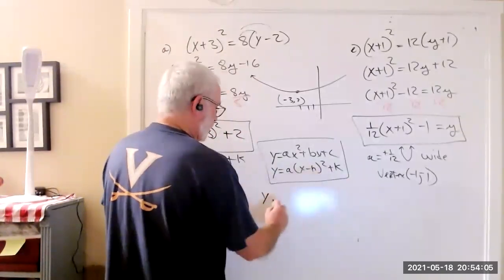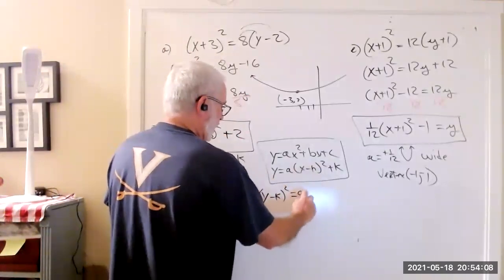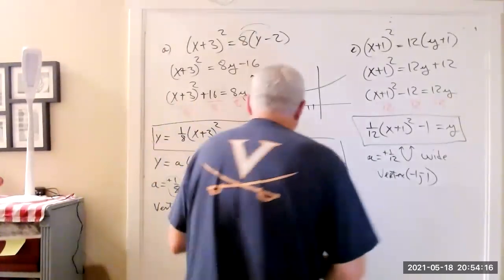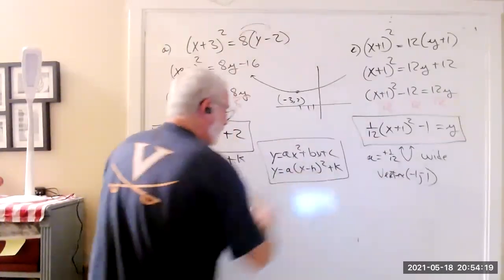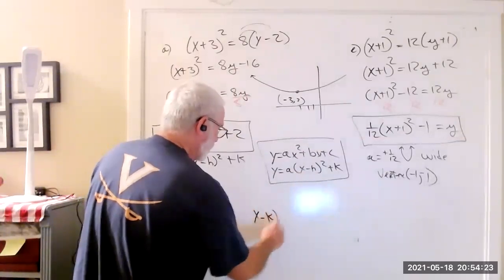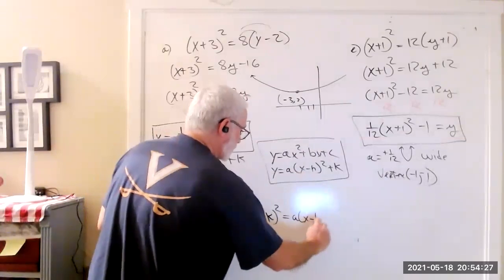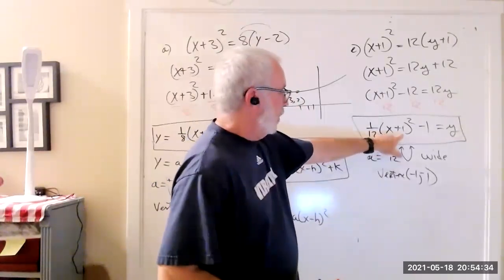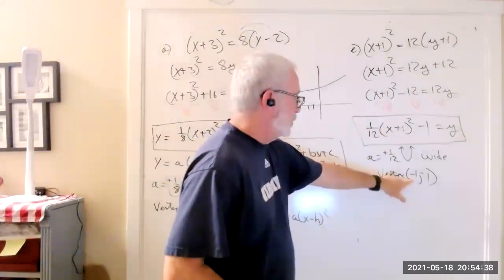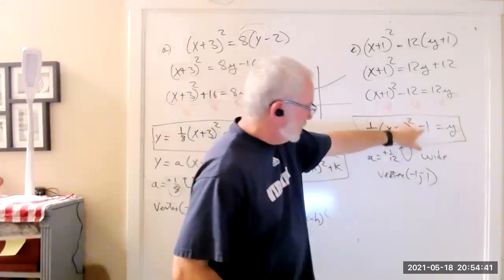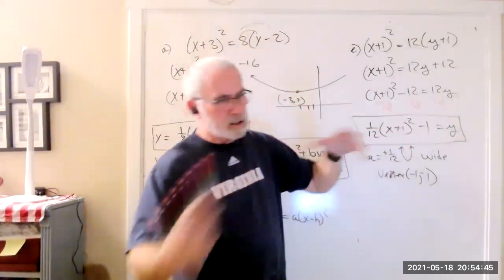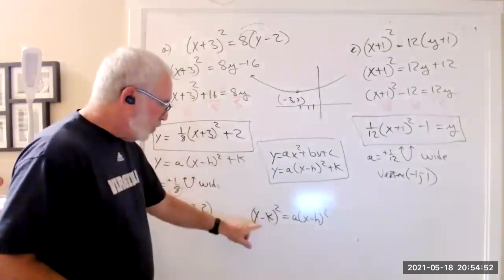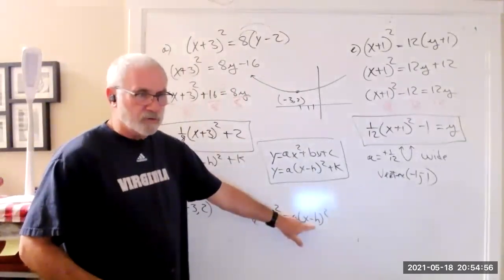If you take this as y minus k quantity squared equals a times x minus h, and manipulate this around to y minus k quantity squared equals a times x minus h quantity squared, then instead of playing the game we played up here, where if it's in the parentheses, you take the opposite of what you see, and if it's out of the parentheses, you take exactly what you see, sometimes positive, sometimes negative, if you move it into this form, then you always use the opposite of what you see, always.